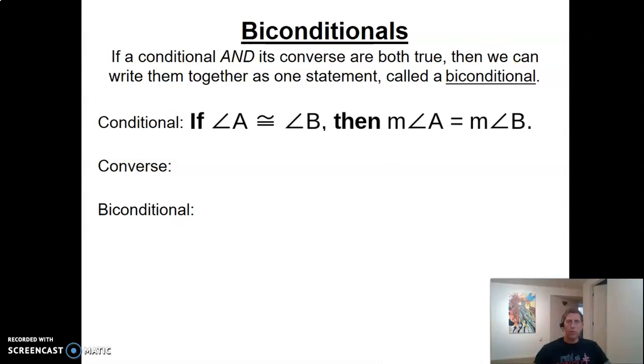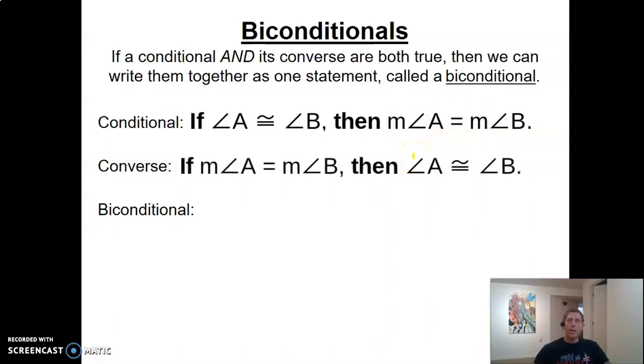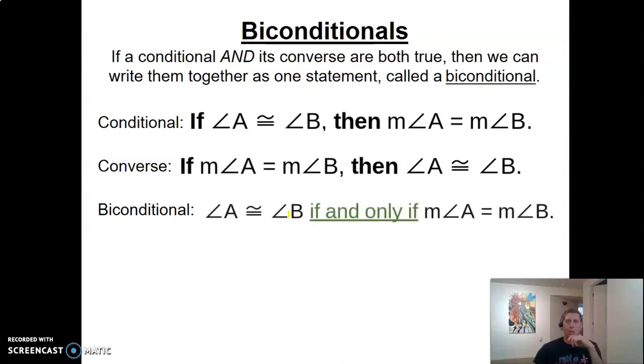Let's take a look at the first one. If angle A is congruent to angle B, then the measure of angle A is equal to the measure of angle B. The converse of that: if the measure of angle A equals the measure of angle B, then angle A is congruent to angle B. Now both of those are true. Therefore, this statement is a biconditional.